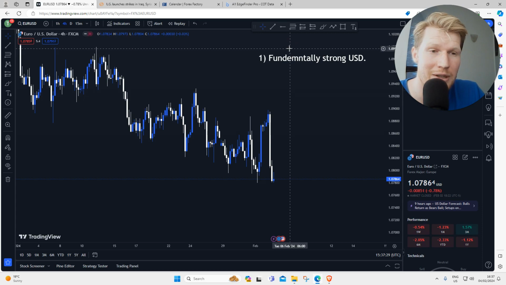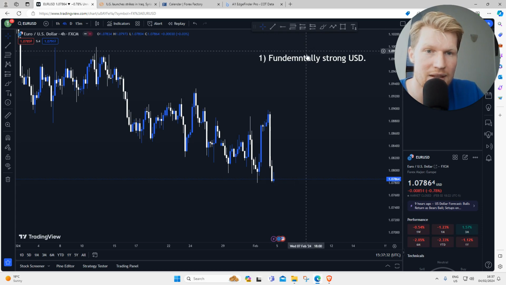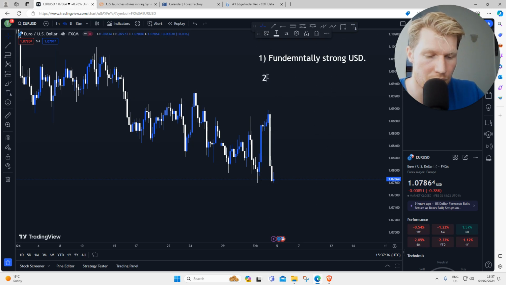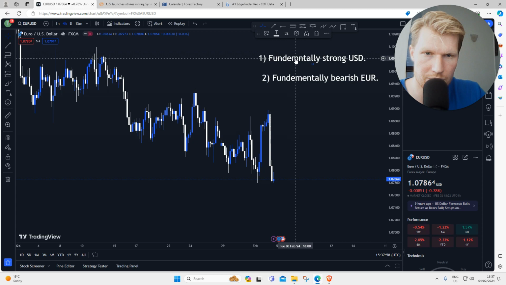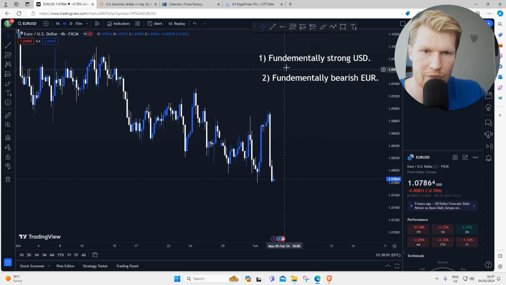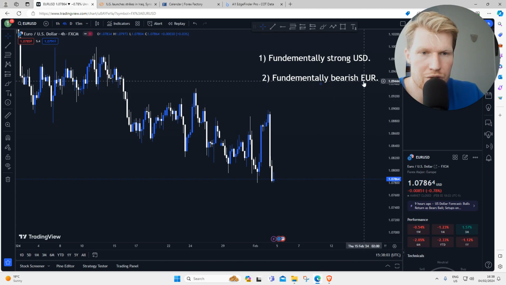So I'm bearish fundamentally on the euro against the other major currencies, because they're in this position where they're going to have to drop their rates very shortly, otherwise they risk a massive, terrible recession, right? Obviously, this is just my view on it. This is what I see. So we've got this fundamentally bearish euro. Okay, there's a spelling mistake there, but who really cares in this one? So fundamentally strong USD, fundamentally bearish euro.